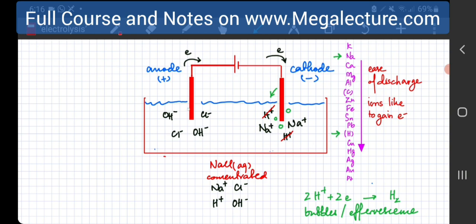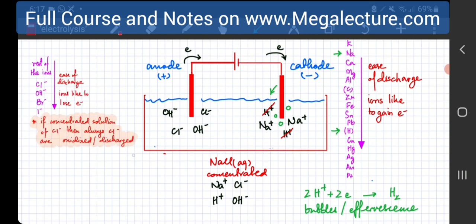Now I'm going to move towards the anode. Someone out of these two would lose electrons. Let's try and figure out whether it's going to be OH-1 that's going to give electrons or Cl-1 that's going to give electrons to the battery. So here I've pasted the ease of discharge series for the anode. And I've got a competition going on between OH-1 and Cl-1 ions.